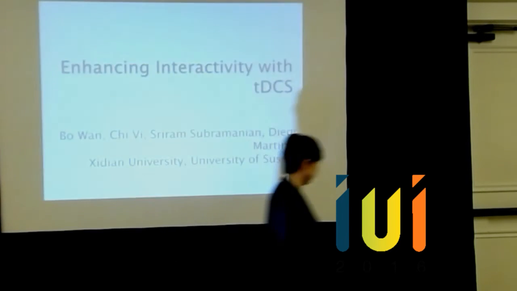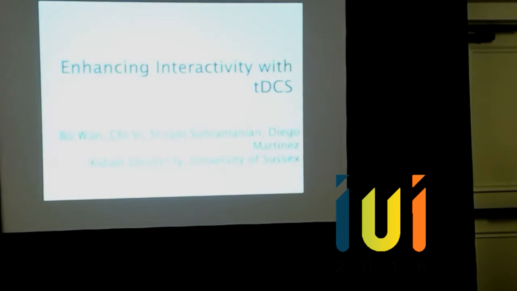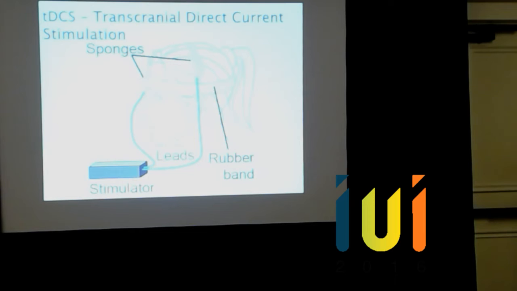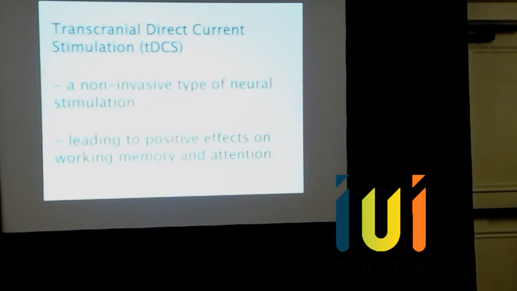So our poster looks at enhancing interactivity using transcranial direct current stimulation. TDCS is a form of non-invasive neurostimulator. It's basically a device you wear on your head, and it passes electric current to your brain to enhance your working memory and task load engagement. So that's what we do with this device, and we look at how to use it for interactivity.